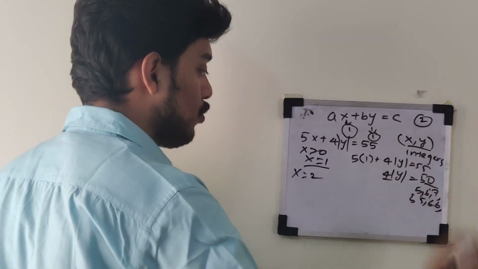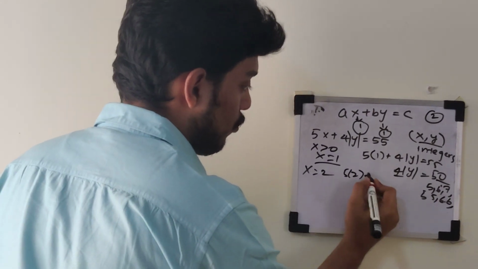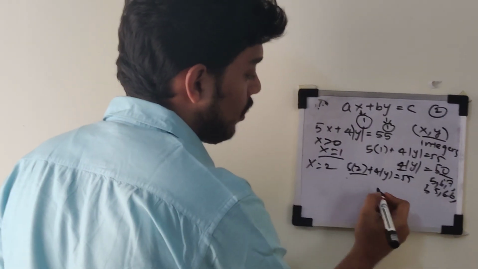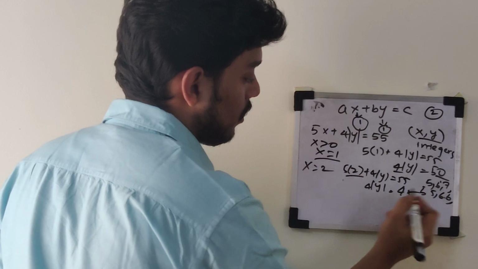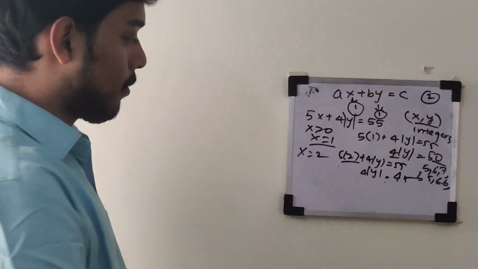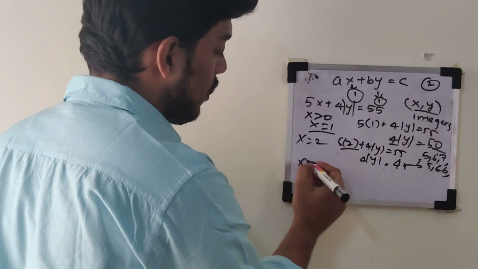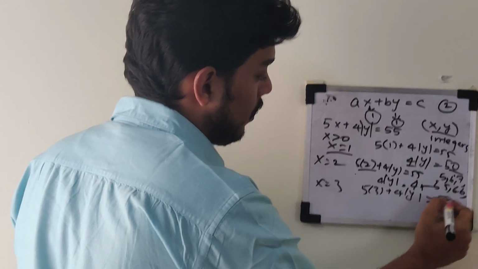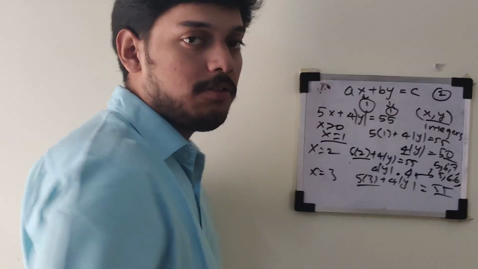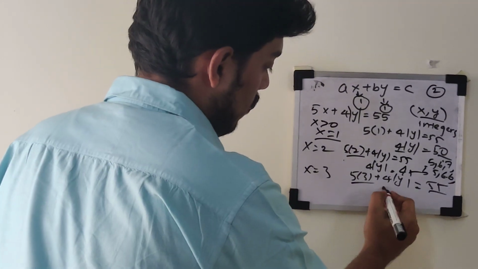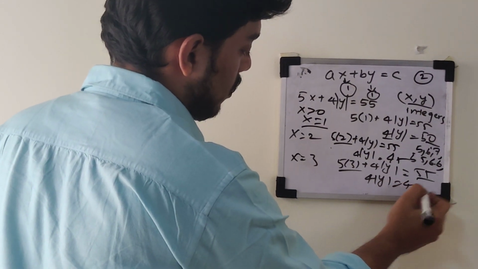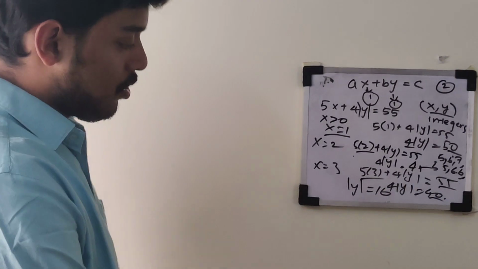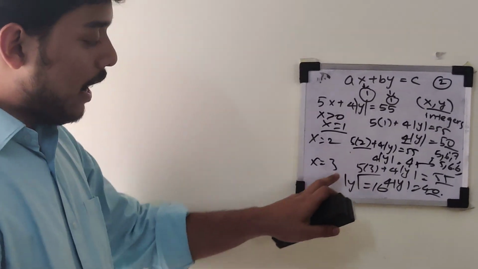So we will take x is equals to 2. 5 into 2 plus 4 mod y is equals to 55. If we take 10 to this side, 4 mod y is equals to 45, and again 45 is also not divisible by 4. So we take x is equals to 3. 5 into 3 plus 4 mod y is equals to 55. 55 minus 15 is 40. 4 mod y is equals to 40, and mod y is equals to 10. In this case 40 is divisible by 4, so we will have the y value as 10.